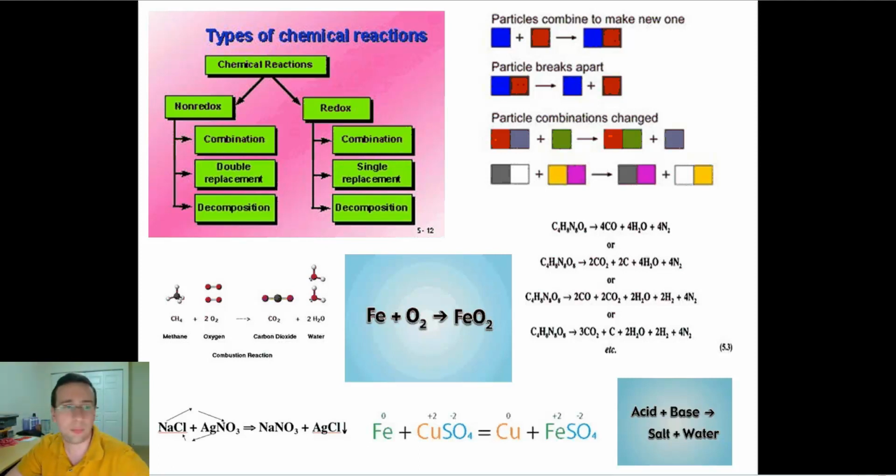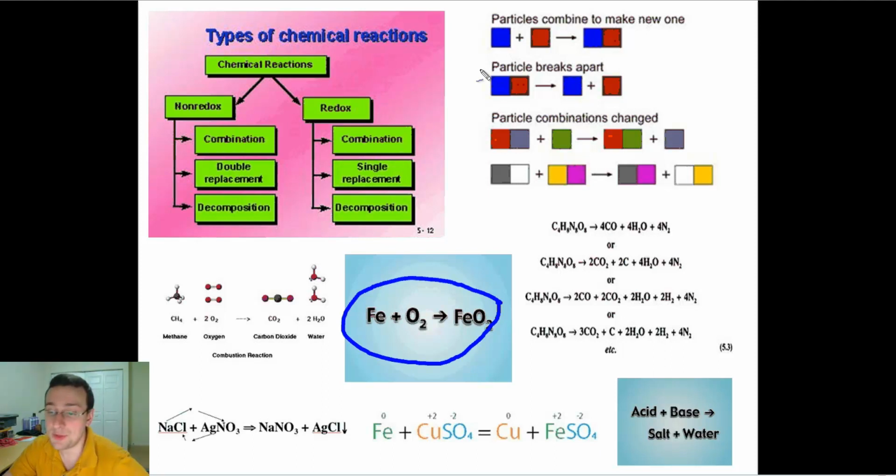Chemical reactions can also be combinations of putting two atoms into larger atoms. It's called a combination reaction. And you'll see an example of a combination reaction right here, where iron and oxygen gas are combining to rust the iron into iron dioxide. This is also called a synthesis reaction.